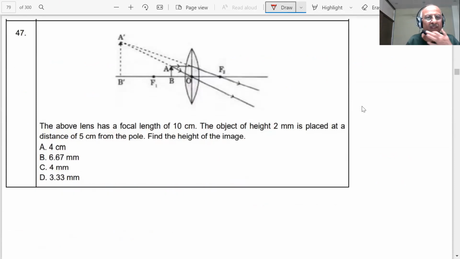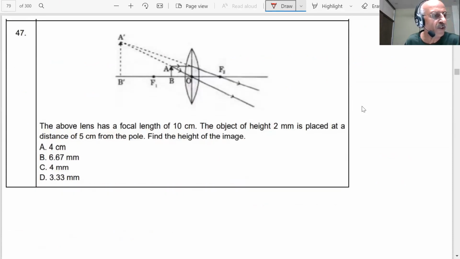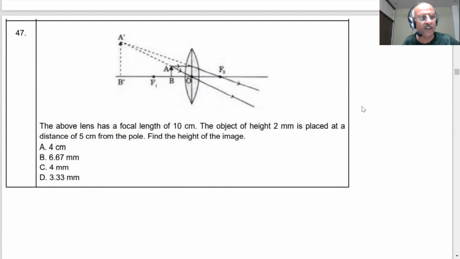Next question is on the screen. Pay attention. You have seen this is a convex lens, and here is an object AB. The object is placed in front of the convex lens between O and F. Then what you get is a virtual image, erect and enlarged.